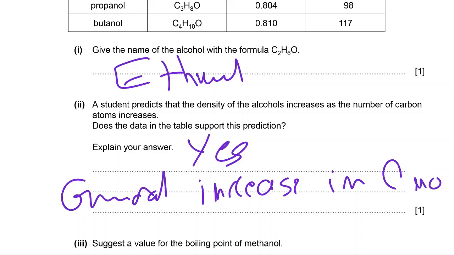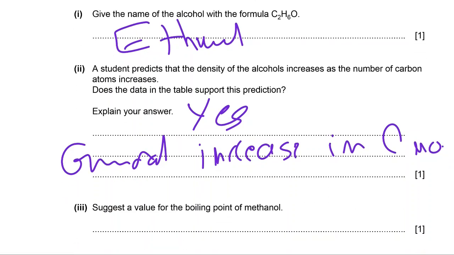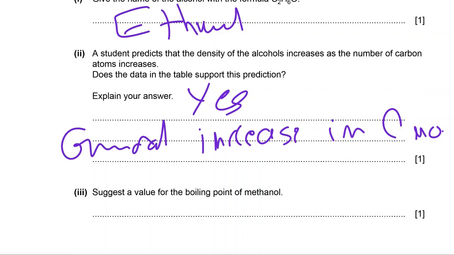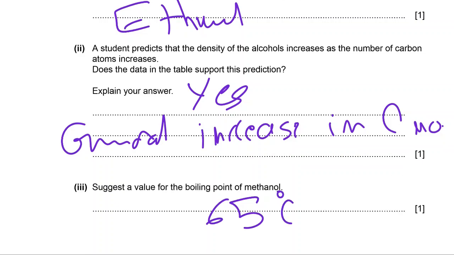in carbon number. Okay, and why, the reason also, as we have learned, is that density decreases with carbon number. That's all, just the explanation. This one is enough. The number goes up steadily, just because we have an increase in carbon number. Suggest a value for the boiling point of methanol. We said it's 65 Celsius.